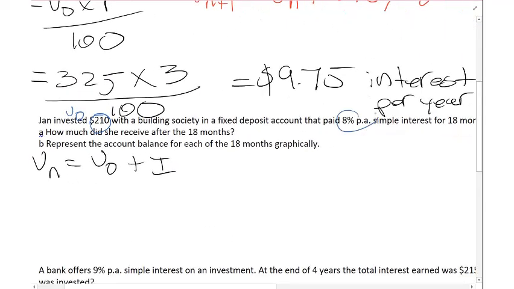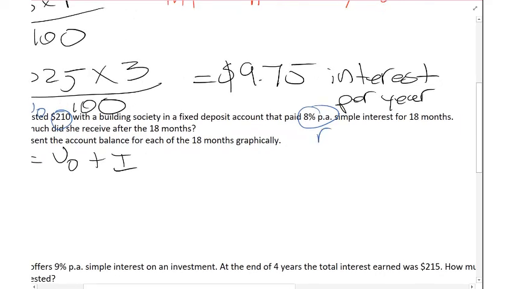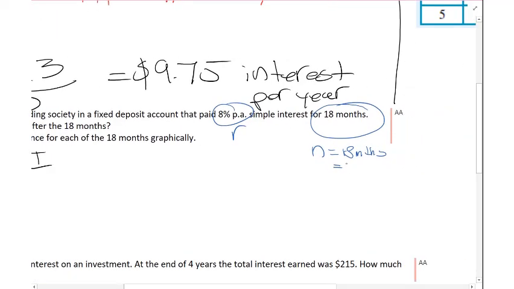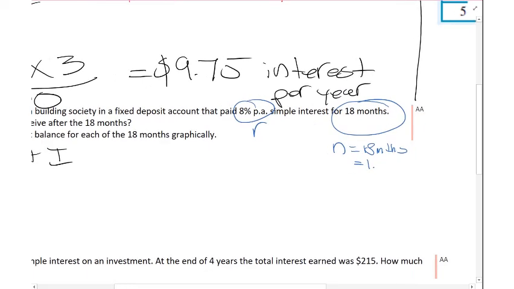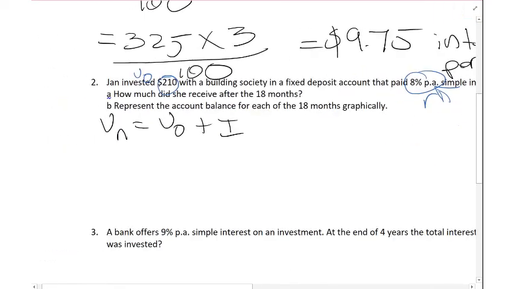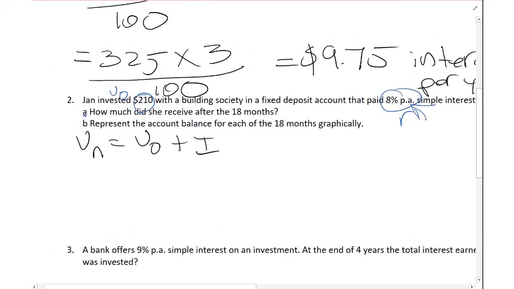So that is R. And now this is the interesting part. How do I represent that? Simply for 18 months, that's N. So N is 18 months, but I've got to convert that to years. Because I'm doing it in terms of per annum, I need to change that to 1.5 years. Okay. So I've got V0, so that's equal to 210.